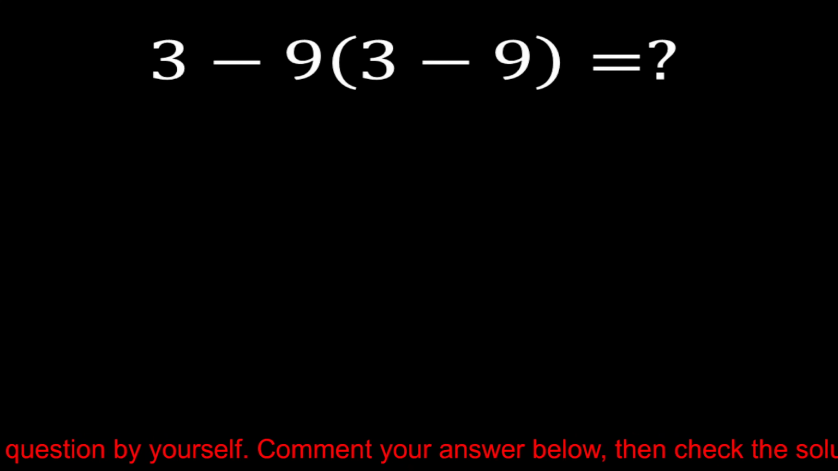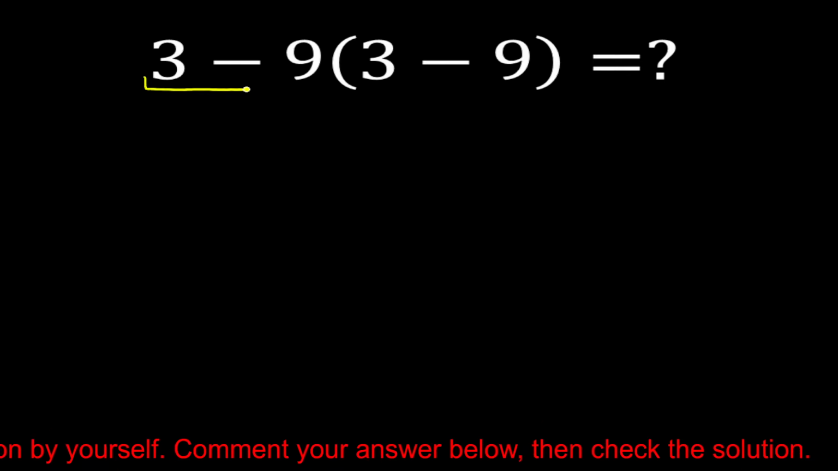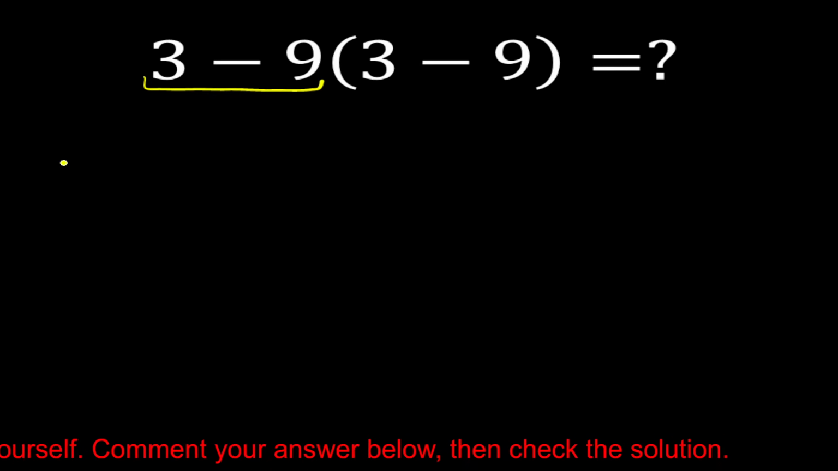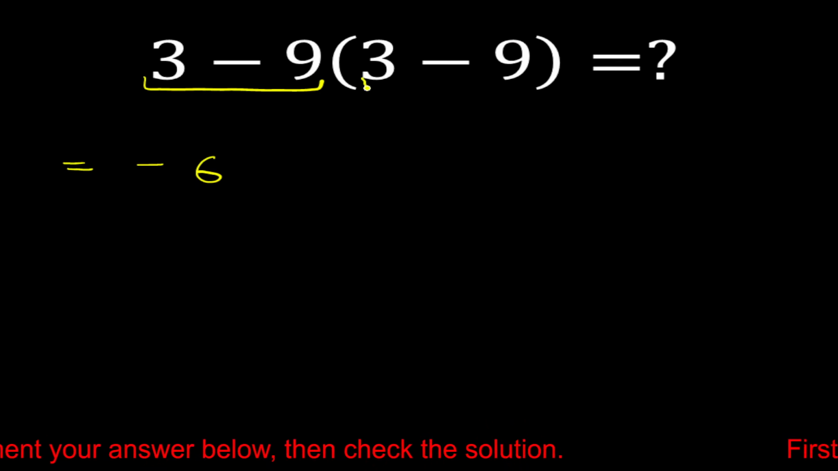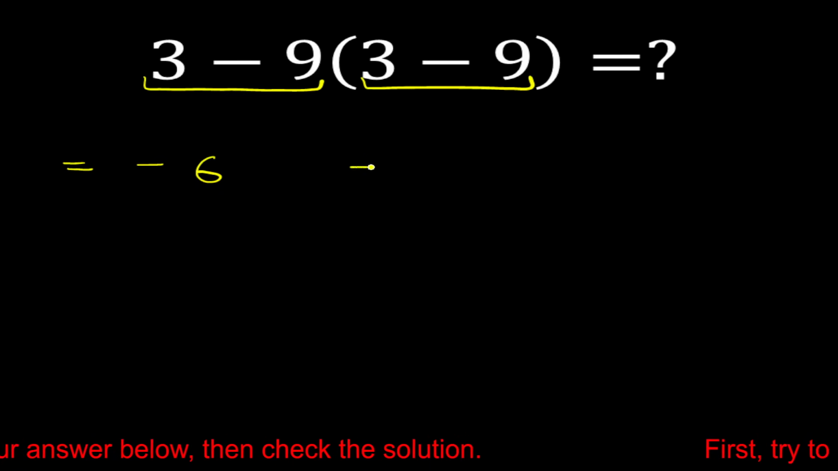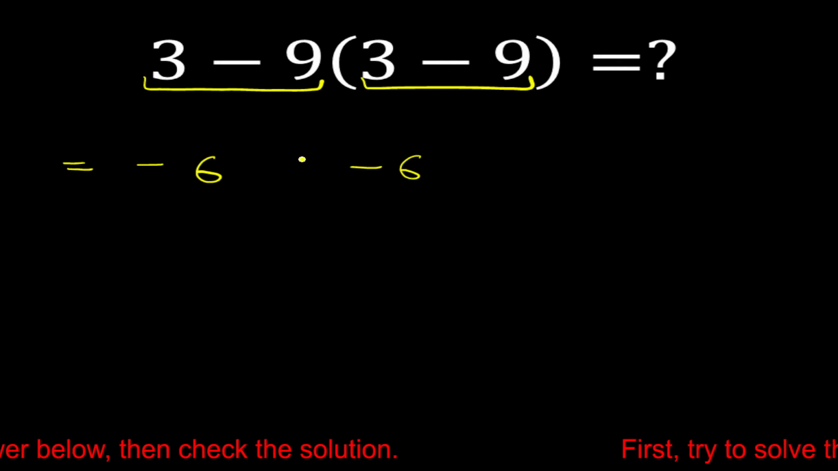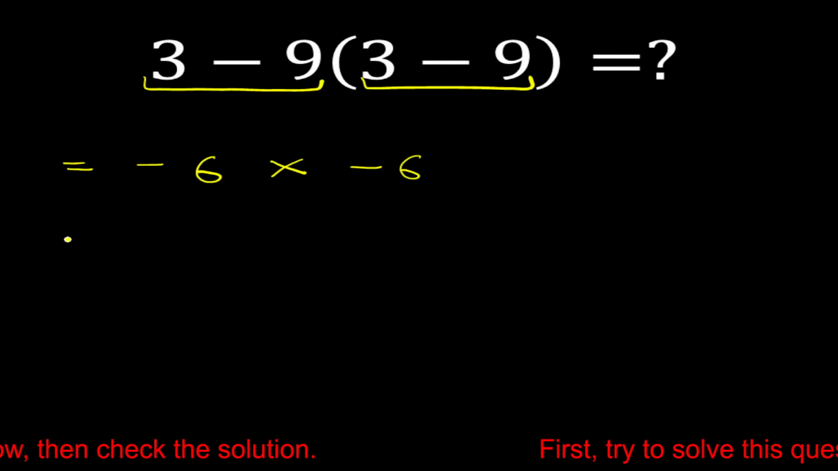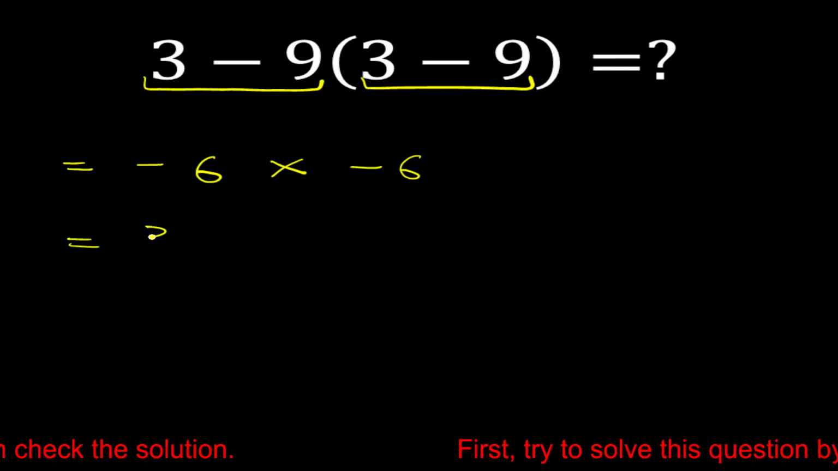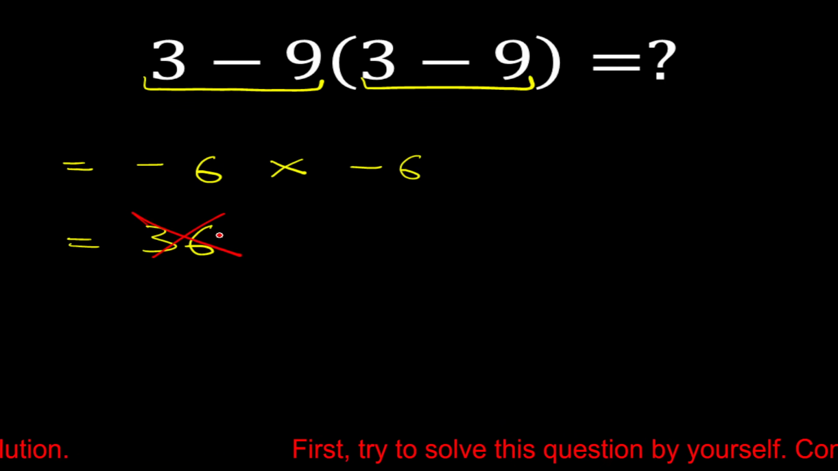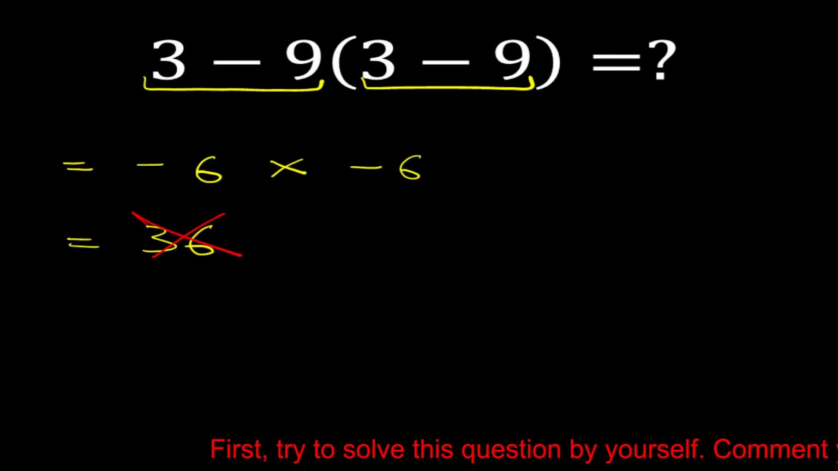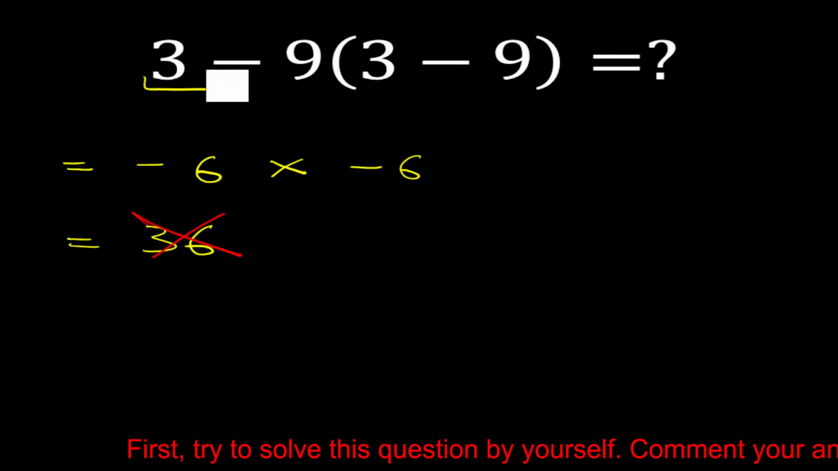So most people solve this question like 3 minus 9 is equal to minus 6. Then again 3 minus 9 is equal to minus 6. Okay, now minus 6 multiply minus 6 is equal to 36. But this answer is not correct. This answer is completely wrong. Now let's solve this problem correctly by using the PEMDAS rule.